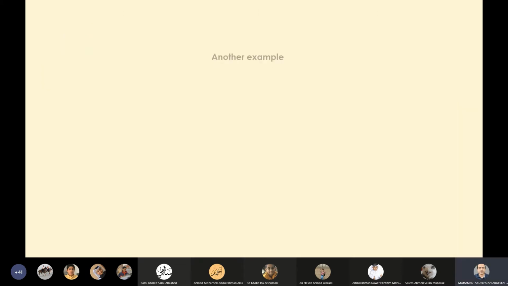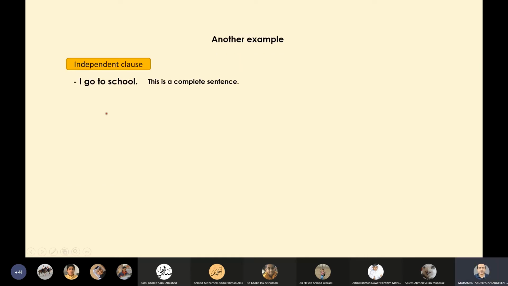Let's have another example. Look here, students. I go to school. And the question is to you students. Now you can turn on your microphones and tell me if I go to school is a complete sentence or not. Is this sentence a complete idea? Students, you can turn on your microphones and tell me if this sentence is complete or not. Yes, complete. Yeah, this sentence is complete.